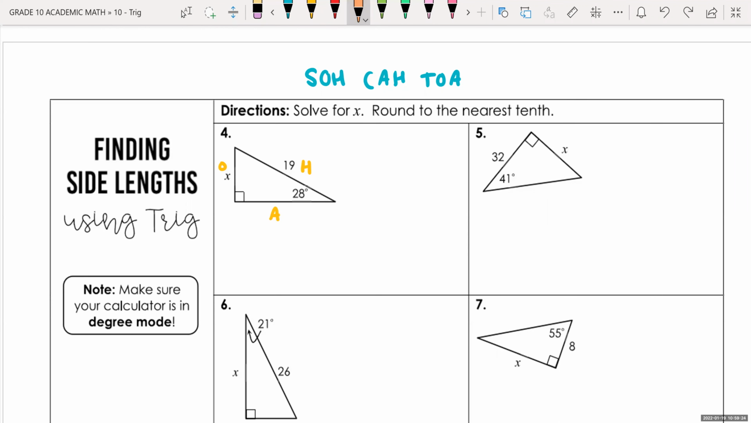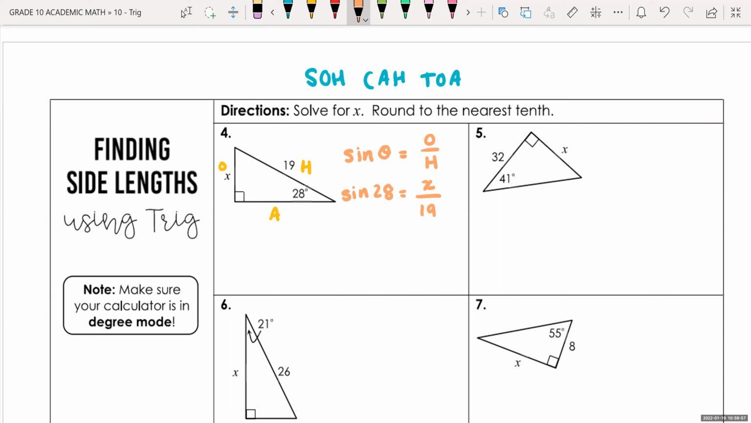Okay, so to do this question, I want you to write the formula, which is first going to be sine of theta is equal to opposite over hypotenuse. Do we know what theta is? Do we know what the angle is that we're trying to find? Yeah, we know it's 28 degrees. So we're going to write sine 28 is equal to, what's the opposite side length? Good. And what's the hypotenuse? 19. Good. And we're basically trying to solve for x.